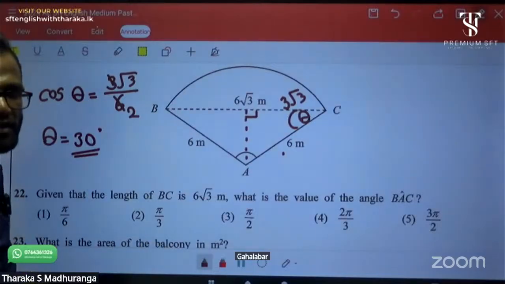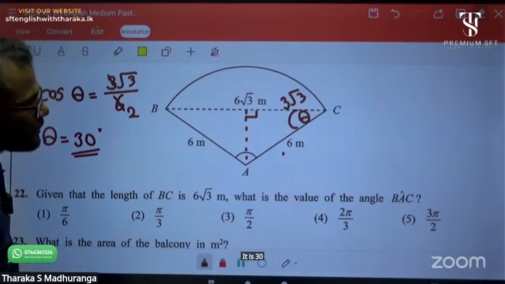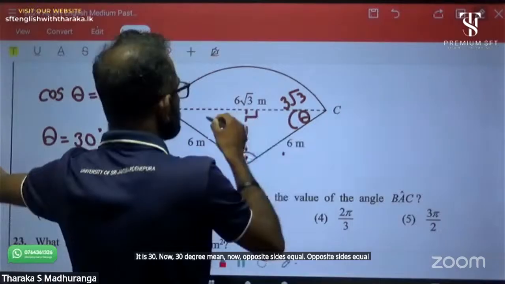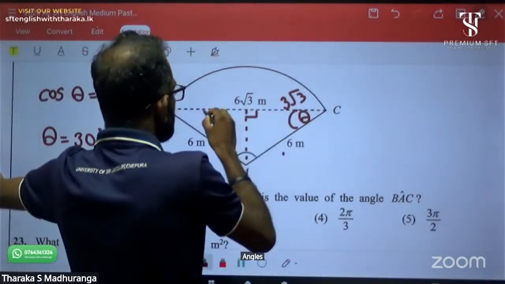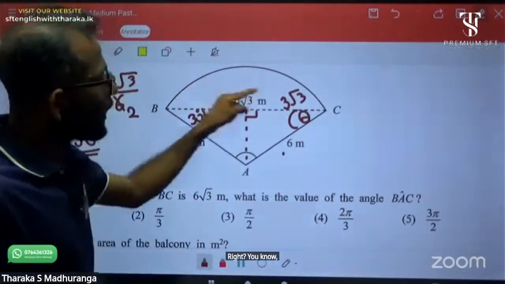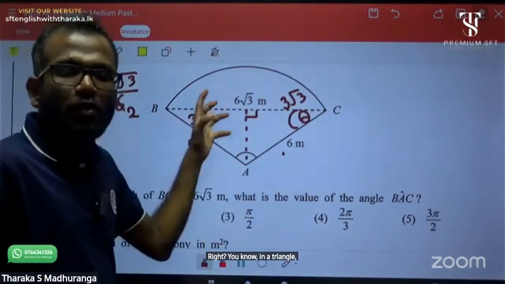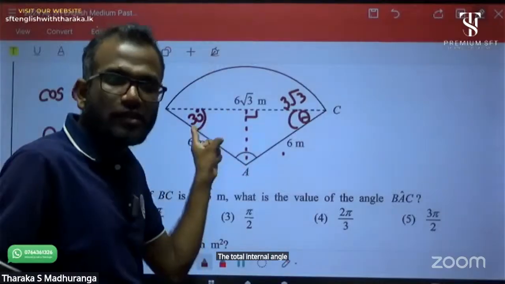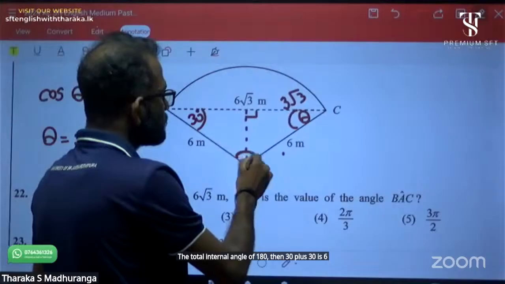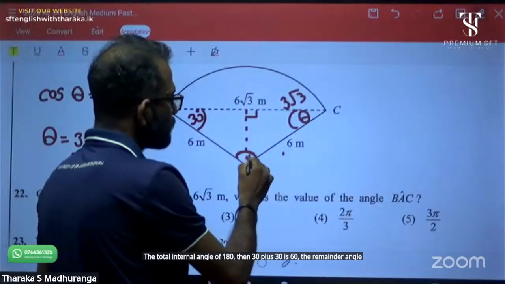It is 30. Now, 30 degree means opposite sides equal, and opposite sides equal means opposite angles also equal. So this one is definitely 30. Right? In a triangle the total internal angle is 180, then 30 plus 30 is 60. The remaining angle, A angle, which the question asks, is 120.